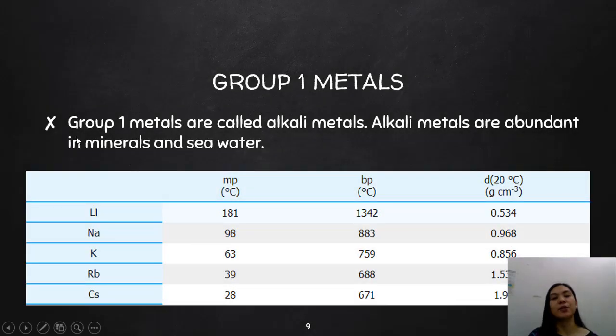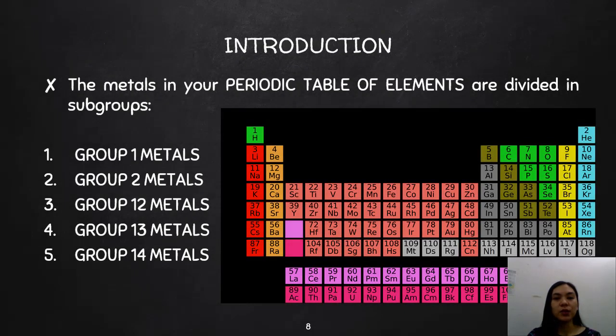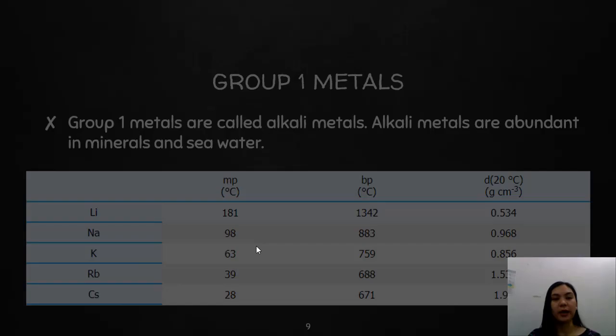So group 1 metals. Group 1 metals are actually called your alkali metals. Your alkali metals are actually abundant in minerals and in your seawater. So if you take a look here, you have your lithium, your sodium, potassium, rubidium, and your cesium. So let's go back to the periodic table. So it says here, your group 1 metals, lithium, sodium, potassium, rubidium, cesium. Actually, francium is supposed to be a part, but it was not shown in the next slide.